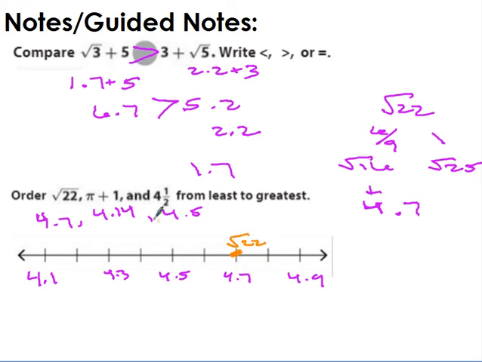I'm writing the original values. These are approximations here. These are not the exact values. I want to write the exacts and their approximate area on a number line. So this would be pi plus 1. And then 4.5. There's 4.5. So now I place them on the number line with their original values. I converted them to decimals and I approximated just to know where they go on the number line, but I'm still using the original value that we were comparing.